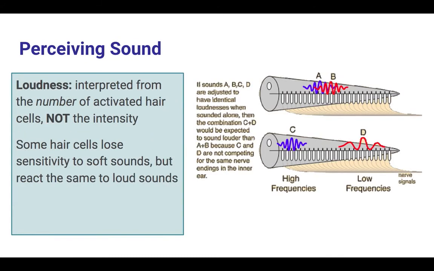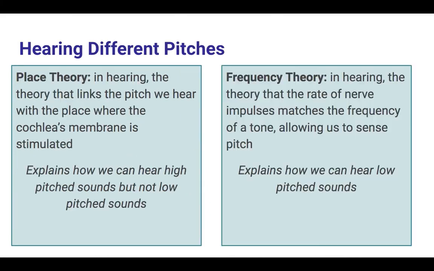Perceiving sound. Like we said before, loudness is a result of the amplitude of something. So imagine that these are hair cells, and these are different types of sounds. These ones are the same sound, these ones are higher frequency, low frequency. Basically, we interpret loudness from the number of activated hair cells, not the intensity of the activation. Some hair cells can lose their sensitivity to soft sounds, but react the same to loud sounds. It all kind of depends.